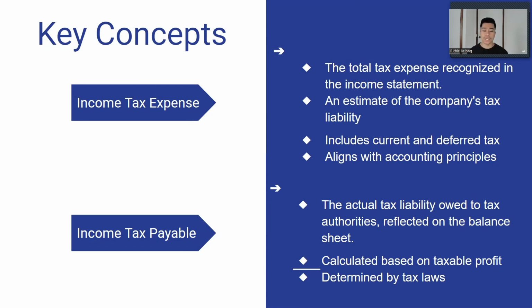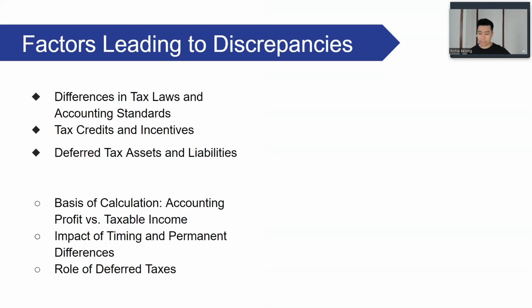Income tax payable, on the other hand, is the actual amount of tax that a company is obligated to pay to tax authorities, based on its taxable income as per tax laws. It's a more tangible figure seen on the company's balance sheet as a current liability. This is not an estimate, but a figure that represents the immediate tax obligations of the business.